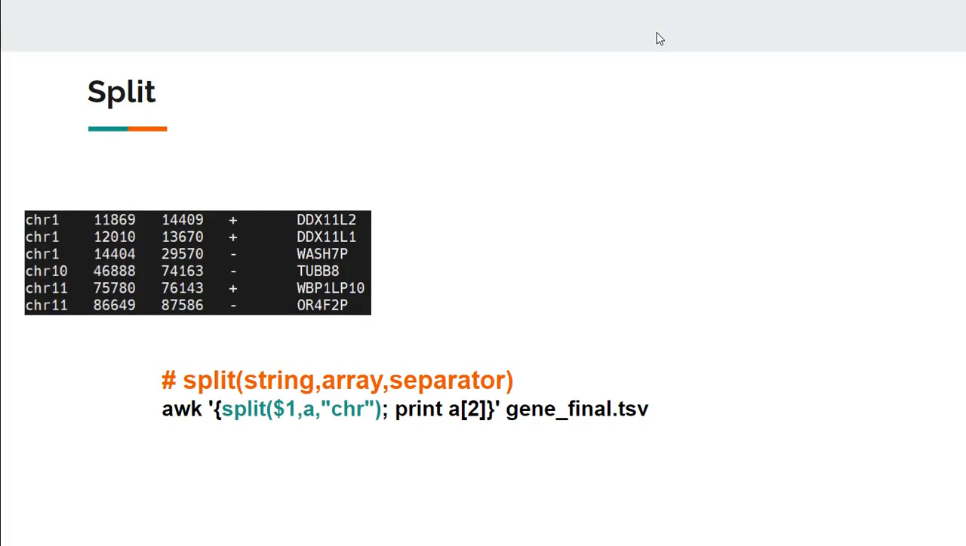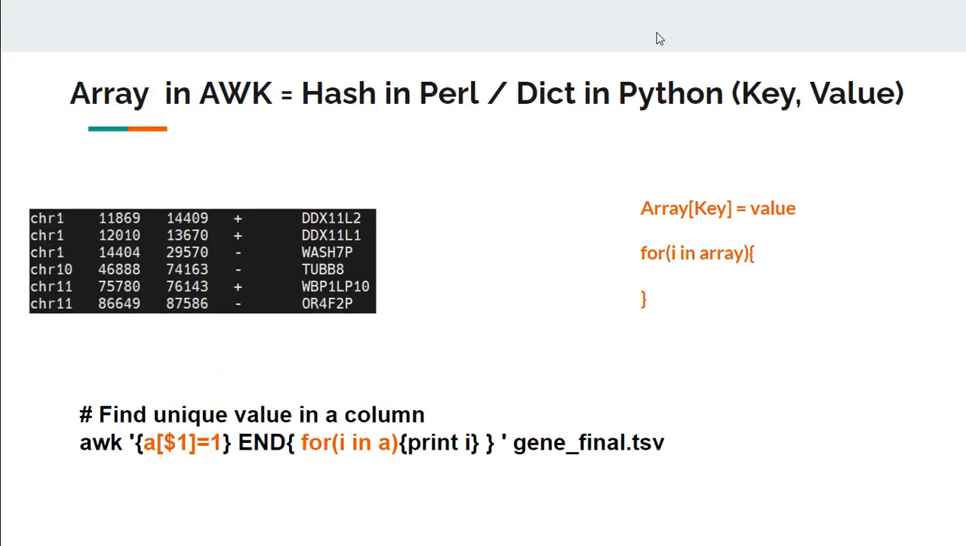Okay, so now we'll move to the same concept called array. An array in awk is similar to a hash in Perl or a dictionary in Python. Basically it is called an associative array. That means it has a key and value pair kind of thing. So the syntax is the array variable name, and you give square brackets, and inside the key will be there, and the value is equal to the value. And to print all the values, we basically use a for loop, for i in that array variable, and then close the curly bracket. So this way we can use a for loop to iterate over each element of the array and print it.